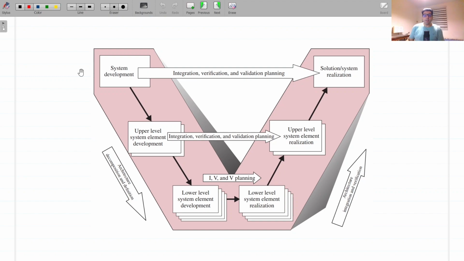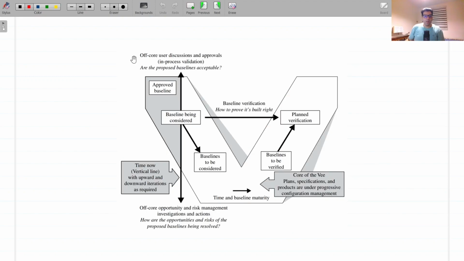The V highlights the need for continuous validation with the stakeholders, the need to define verification plans during requirements development, and the importance of continuous risk and opportunity assessment. The V model provides a useful illustration of the SE activities during the life cycle stages. In this version of the V model, time and system maturity proceed from left to right.